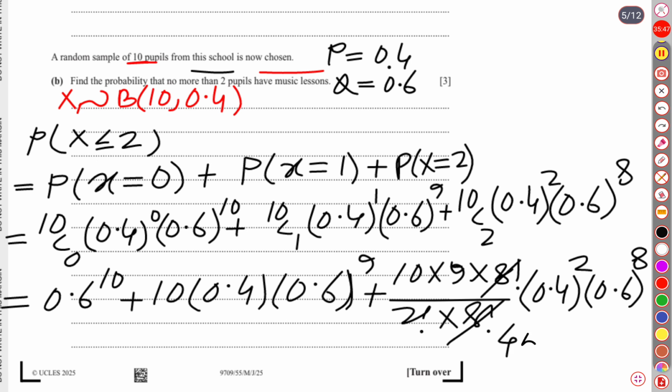Now if we use our calculator, we will get that our probability is 0.6 raised to 10 plus 10 into 0.4 into 0.6 raised to 9 plus 45 into 0.4 squared into 0.6 raised to 8, equal to 0.167. Sorry, 0.167 is the probability of no more than two students taking music lessons. So that's all about our binomial distribution.